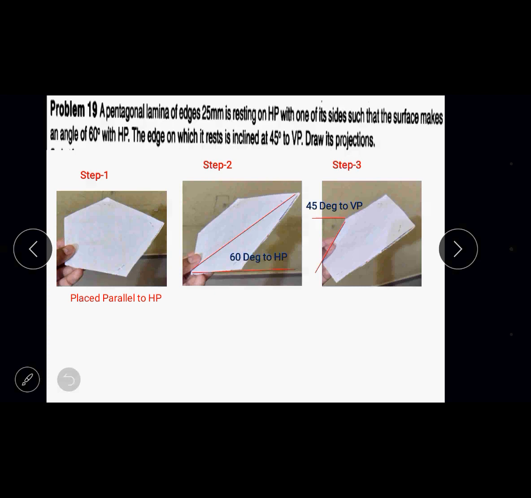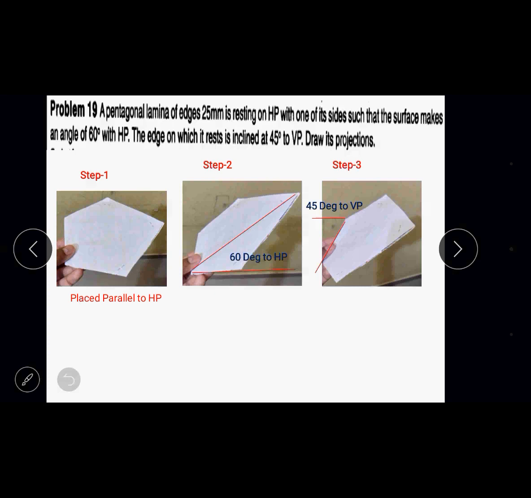As I told you, these category 1, type 1, general type problems are very simple and straightforward. They define your lamina in HP resting position with either edge resting or corner resting, and they provide you the basic angles, HP angle and VP angle. Initially you get the inclination of the surface of the lamina with reference to HP, and in the third step you get the inclination of the resting edge with reference to VP.